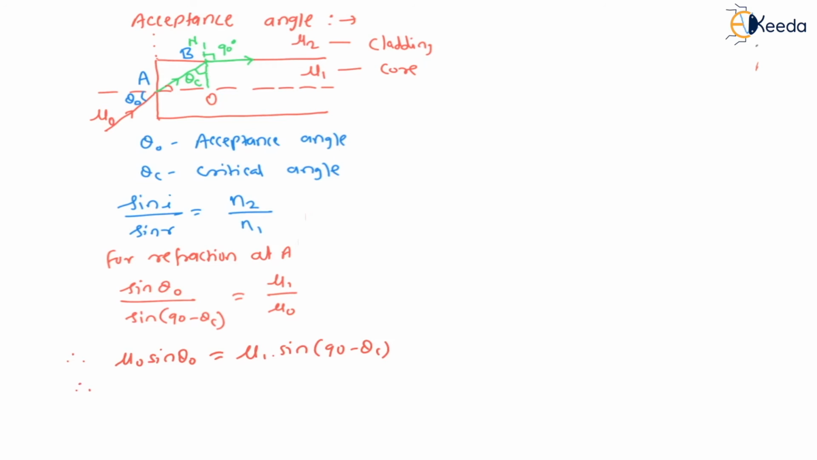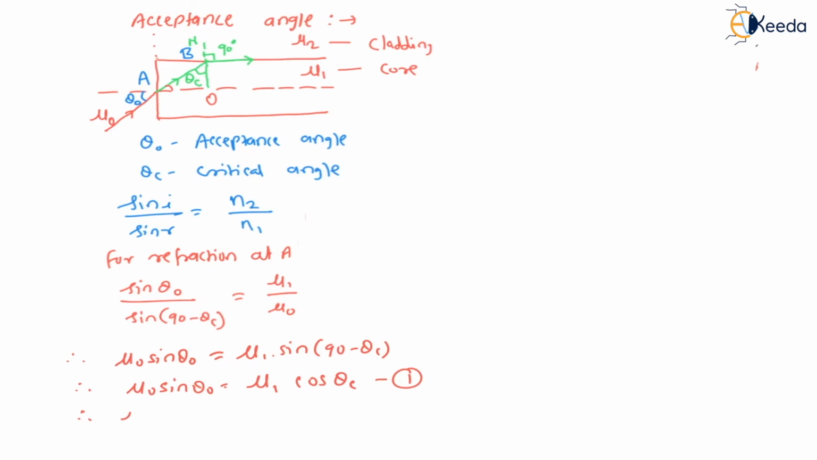Again, we can write this equation as mu naught sine theta naught is equal to mu1 sine (90 minus theta). It is what? It is cos theta. So this will become cos theta c. Let this be equation number 1.